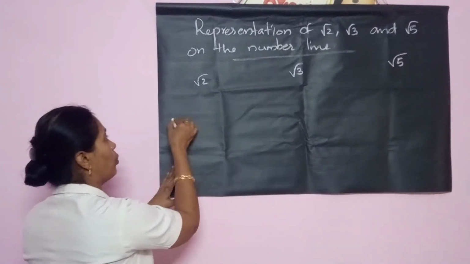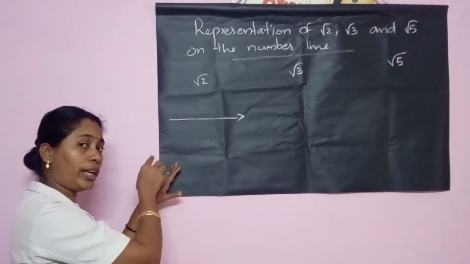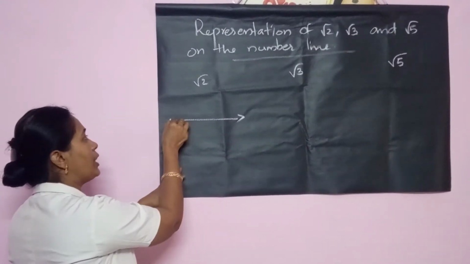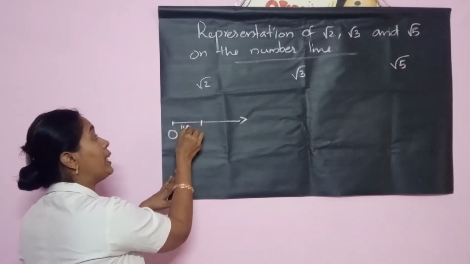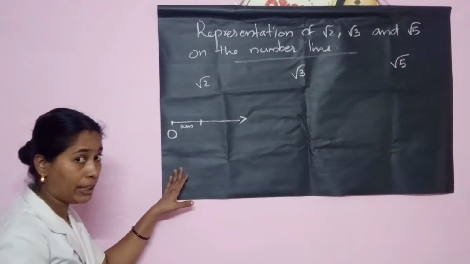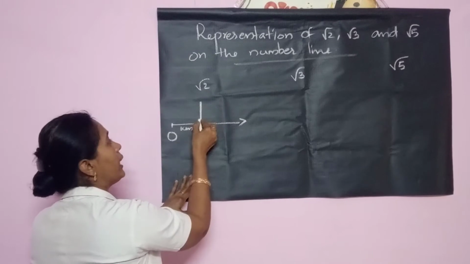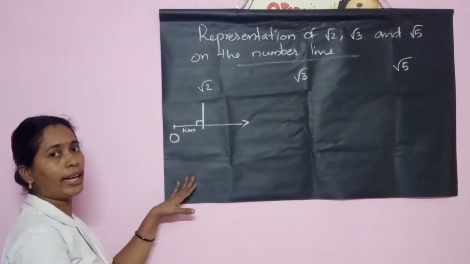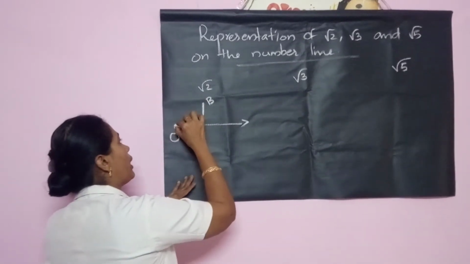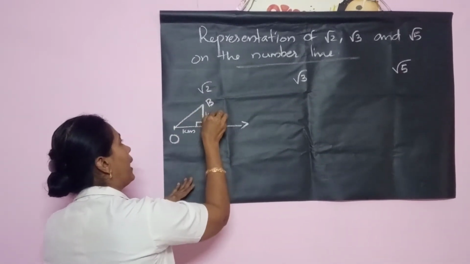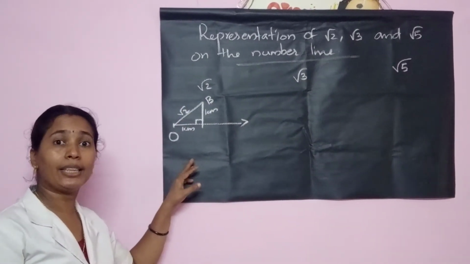For the case of root 2, here I am considering only one side. Last class I took both sides. Let me start with 0 and take only 1 centimeter distance in your scale. Then an altitude. Altitude here simply means a 90 degree line, which makes an angle of 90 degrees. Then we have a point B. By joining O to B, we will have the length root 2.